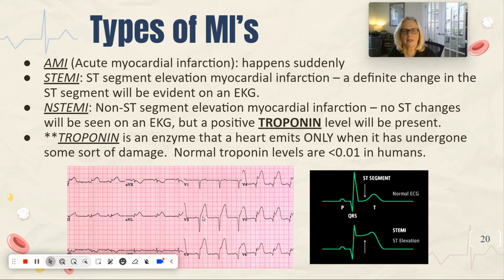And I can see that this is a very tall T, but look at my J point up here. It's elevated. My J point right here, way above the isoelectric line. This one here, way above the isoelectric line. Way above. So he's actually having a STEMI in a couple different areas: anteriorly, laterally, and apically. So he might have 3 different blockages that we need to find out.